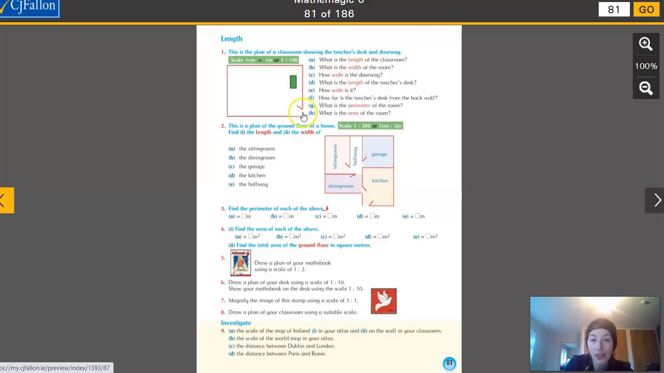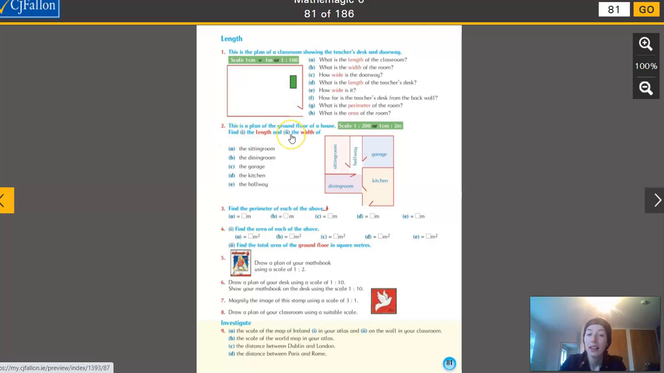So how wide is the doorway? This is the doorway here. The length of the teacher's desk, pick the longer side, the width of the teacher's desk. How far is it from the back wall? Okay, so I assume this is the back wall, so you're measuring this space here. What is the perimeter of the room? Again, lads, don't give your answer in centimeters, make sure it's in meters. Same with the area, meters squared.